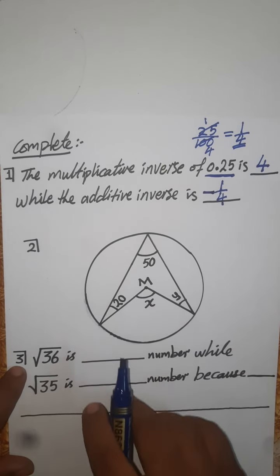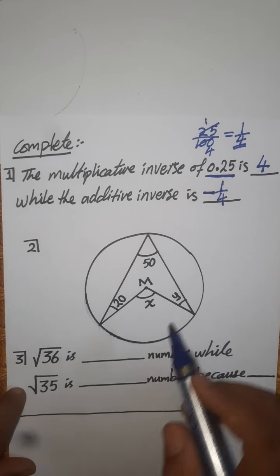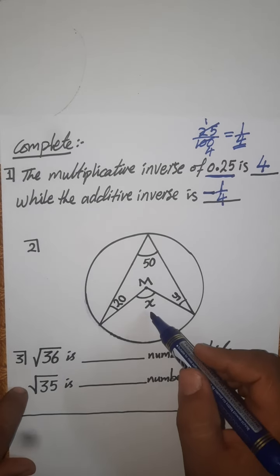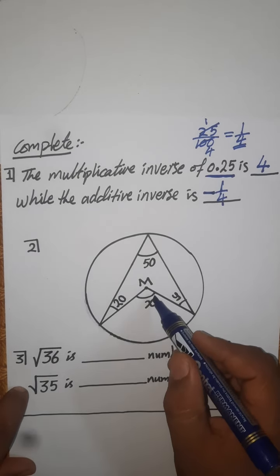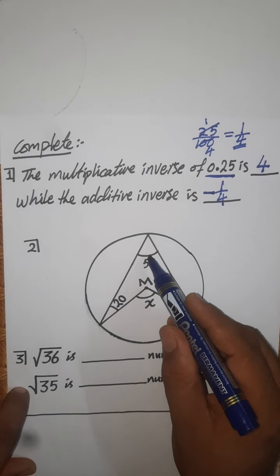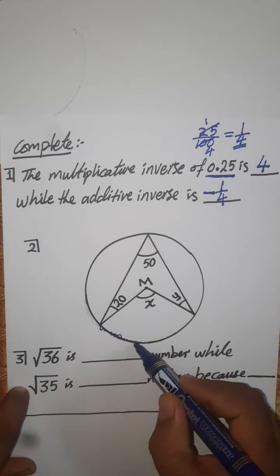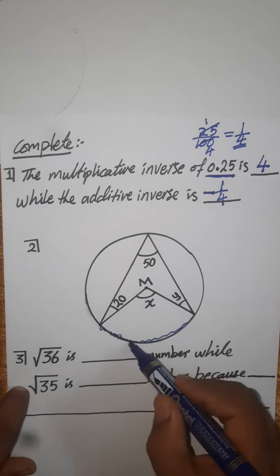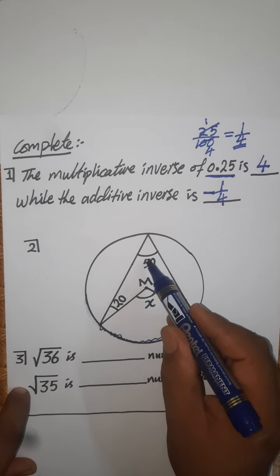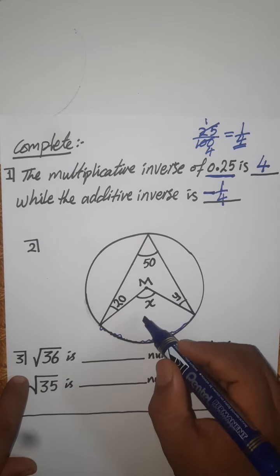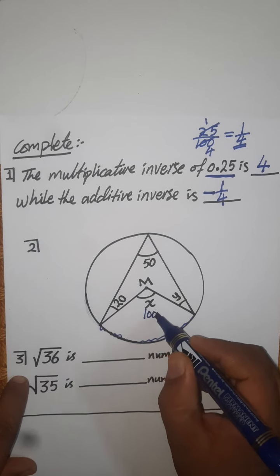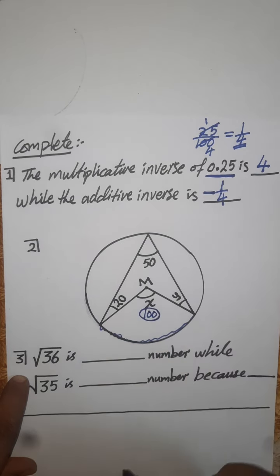Number 2. Look at this circle. Here you're asked to find y and x. X is a central angle and this is the circumference angle. They are sharing the same arc. Since the central and the circumference angles are sharing the same arc, the central is double the circumference. So 50 times 2 is 100. So x is 100.